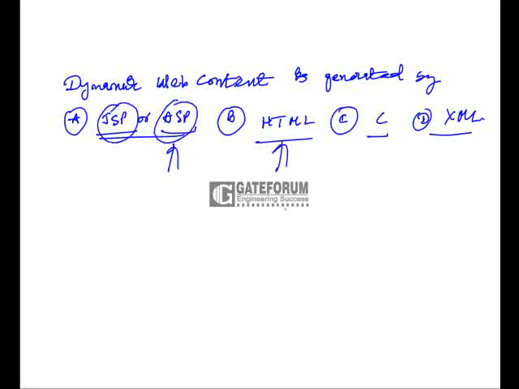HTML is a hypertext markup language which cannot produce the dynamic content. C is also not possible. XML, extended markup language, we can have user defined content, but dynamic content we cannot generate. So option A is the right option. Using JSP or ASP we can provide the dynamic web content.